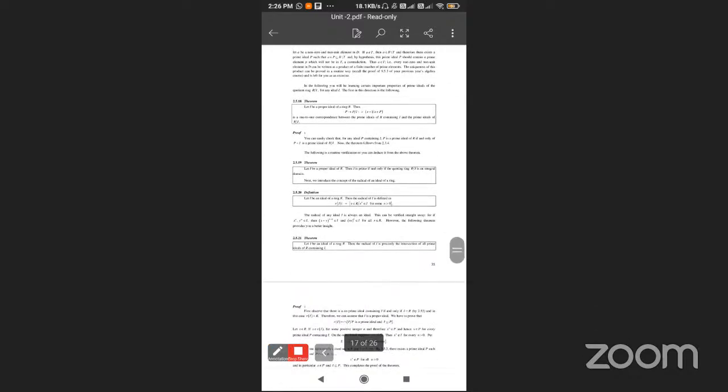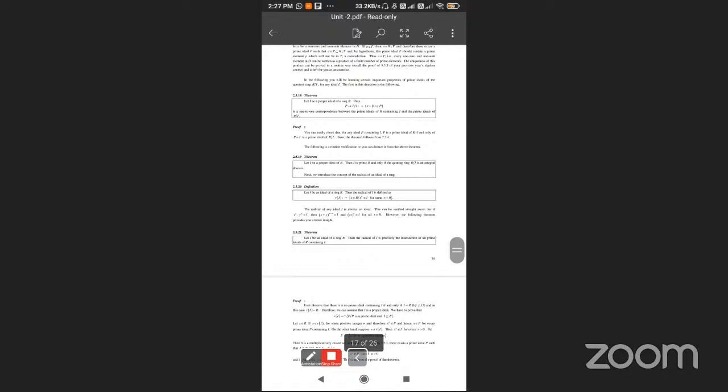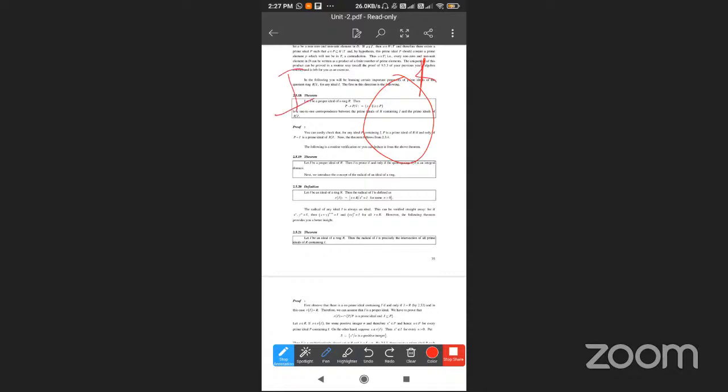Again, one definition: the radical. The radical of I is defined as follows. R is a ring, and I is an ideal of the ring R. The radical of I.